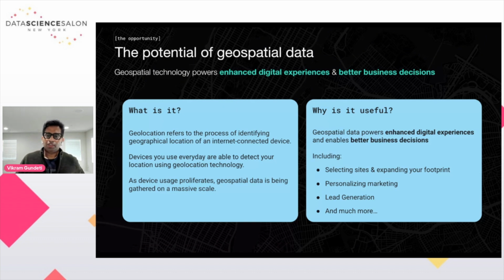When we think about location, typically we think about app-centric experiences, whether you're taking an Uber, trying to find a restaurant, or trying to find a place to go to while on a trip, and all those things. But there is an often less understood use case of geospatial data, which relates to making key investment decisions in businesses.